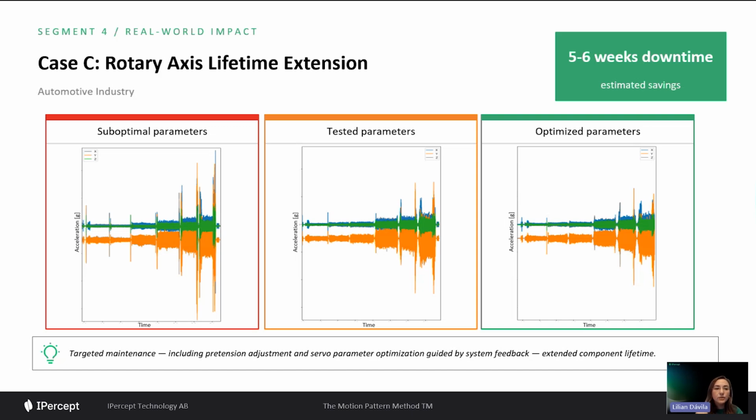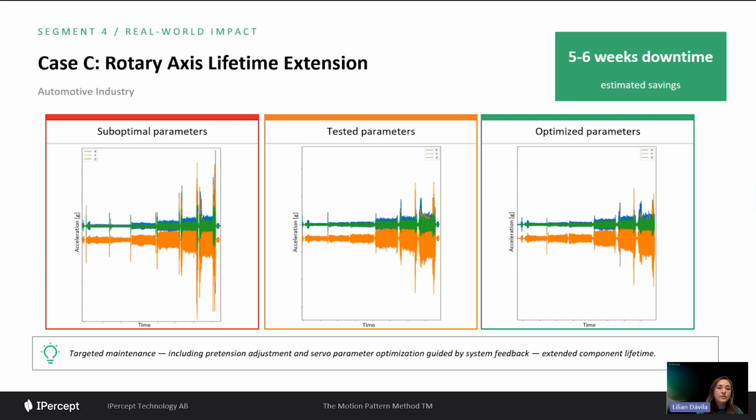The customer was able to test different controller parameter configurations in this rotary axis and understand the effect of each of them. You can see here 3 different panels. What we're looking at is time domain data: time on the x-axis, acceleration on the y, and we also have 3 different measurement directions in each of the plots. The orange signal is the one that you want to look at because it's the one that shows the most activity. The first one has the suboptimal parameters, which the machine had been running on for a while.